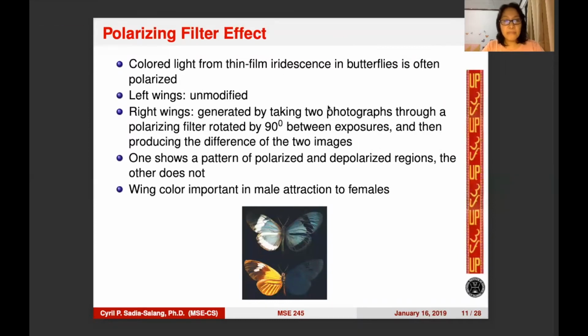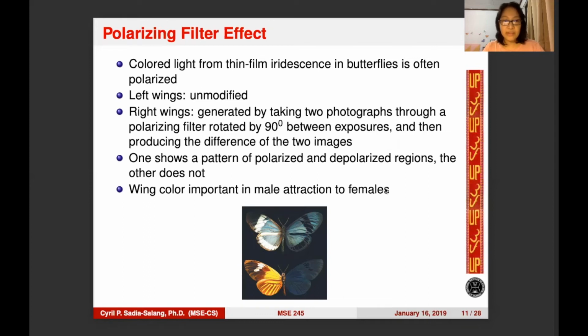We have here another example of the polarizing filter effect. In the case of thin film iridescence in butterflies, colored light from thin film iridescence in butterflies is often polarized. Here, the left wings are unmodified, while in the photo, the right wings were generated by taking two photographs through a polarizing filter that is rotated by 90 degrees between exposures, and then producing the difference of the two images. So we have a pattern of polarized and depolarized regions.